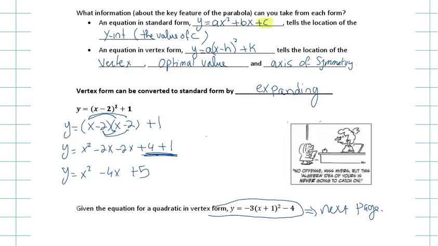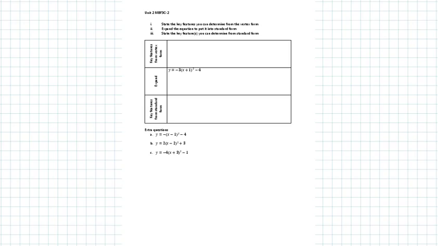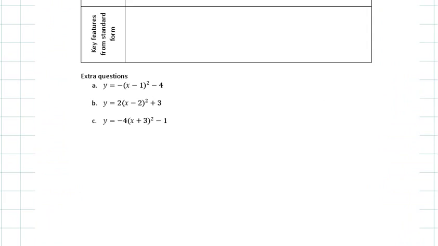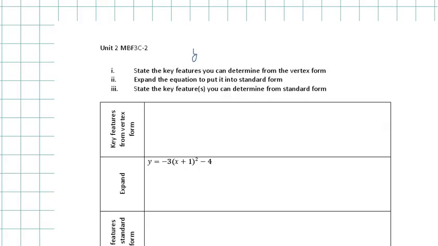Guys, let's get your answer. Okay. So, what form is this in? Vertex form. Okay? So the first question is asking you to state the key features you can determine from the vertex form. So what can you tell me from the vertex form? What's the optimal value? Negative 4. Is that max or min? Which way does it open? Down. It opens down, right? Because A is negative. So is that minimum or max? Okay. So it's a max. Okay, so optimal value of y equals negative 4.